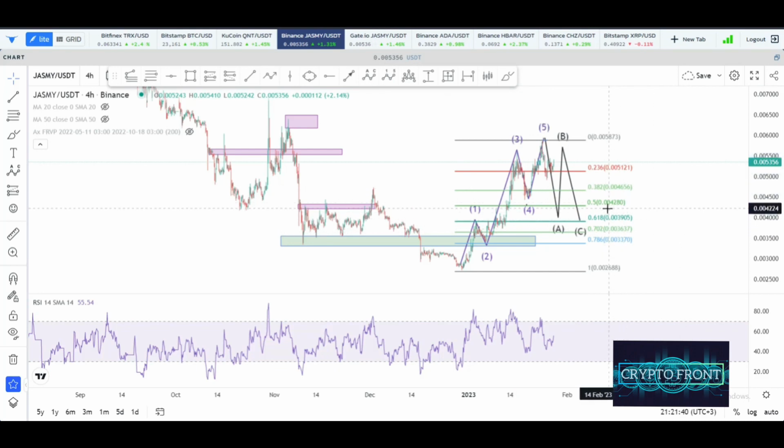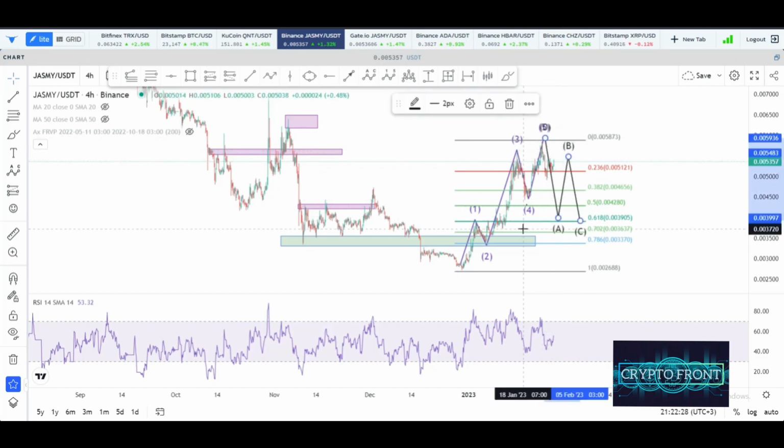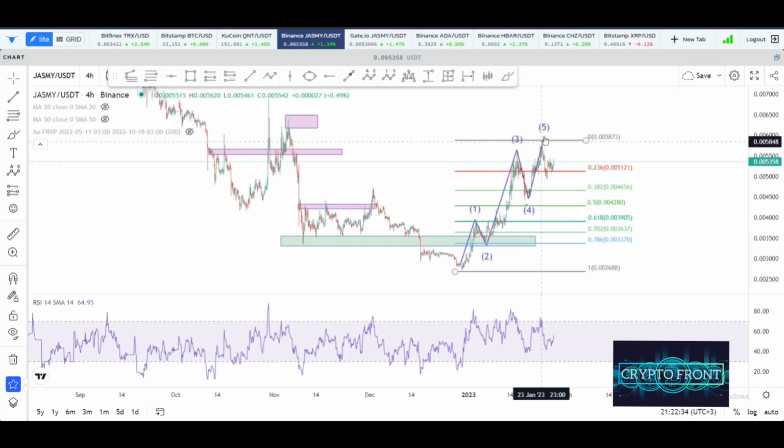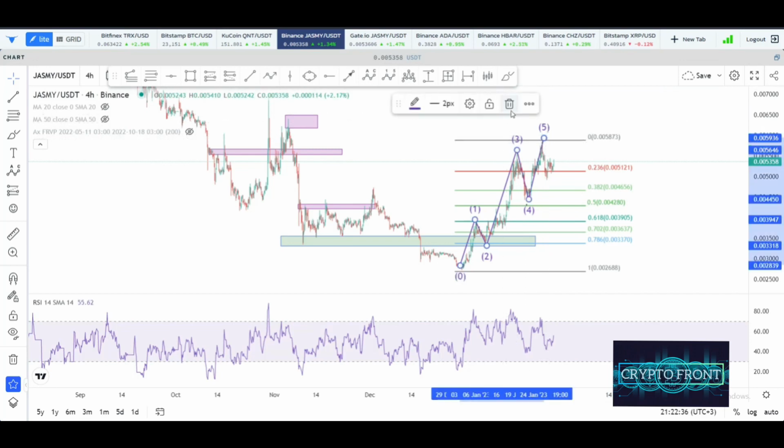In this case, it will be right at 0.004, right about there. So that's your 0.618 fib retracement level, the usual suspect. It is difficult to call how the ABC is going to play out. But taking a look at the RSI, let me go ahead and clear the chart so that it becomes a little less messy.